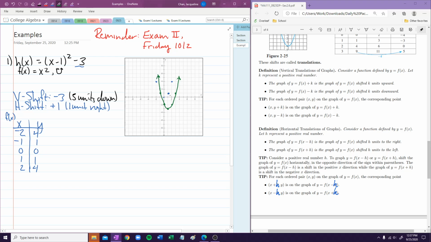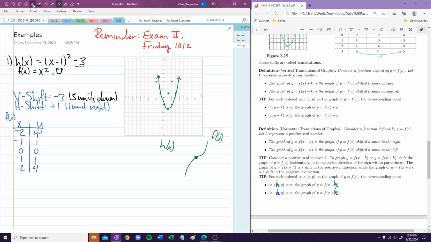I'm pretty sure on ALEKS they give you any shape of the graph and a point, and say this was f of x, here is h of x, and shift it. So you take this point, shift it however many units, plot that point, and ALEKS will conveniently graph it for you. That's how you can do it when you're given points.